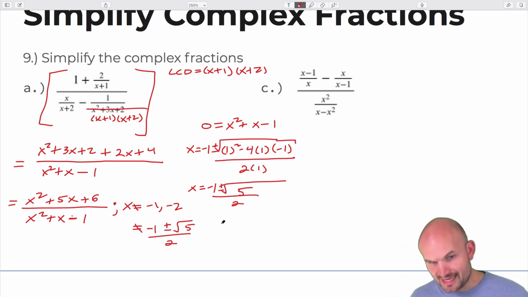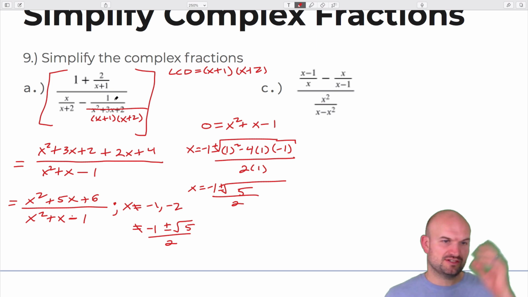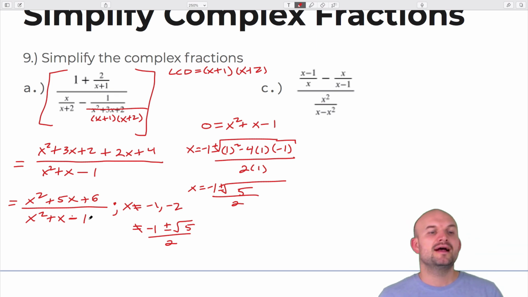So again, when you're identifying the excluded values, find the excluded values from the original problem and then from your simplified solution. And this is non-factorable, therefore I knew it wasn't going to divide out with anything else.